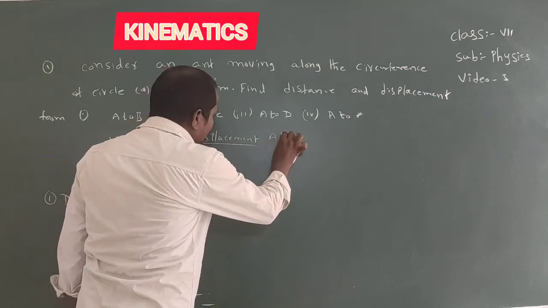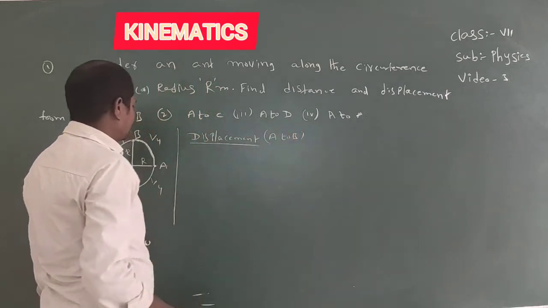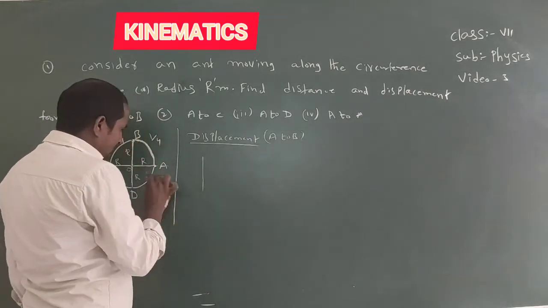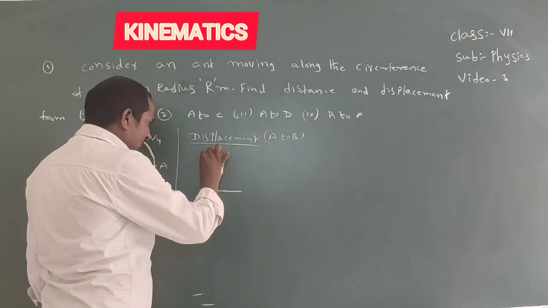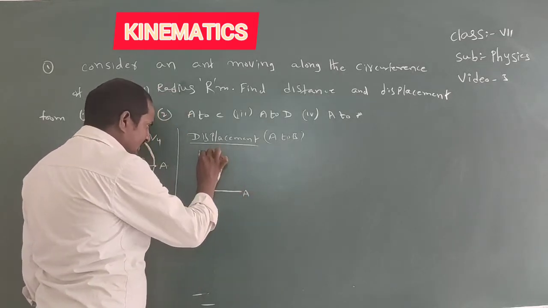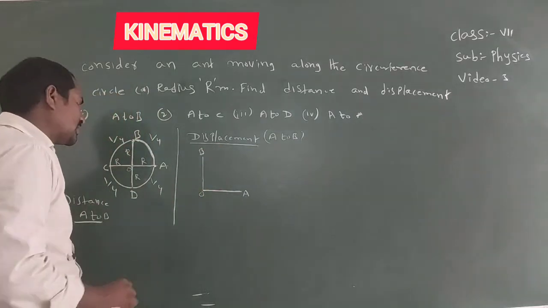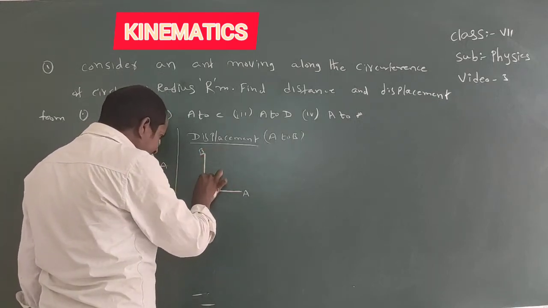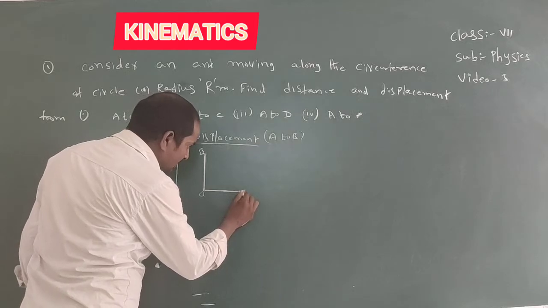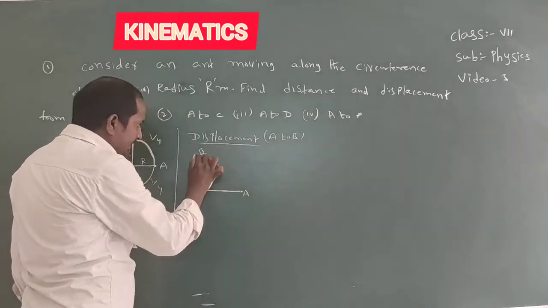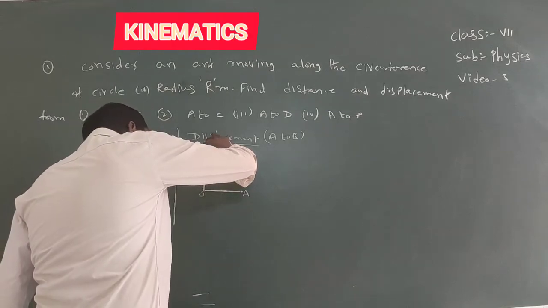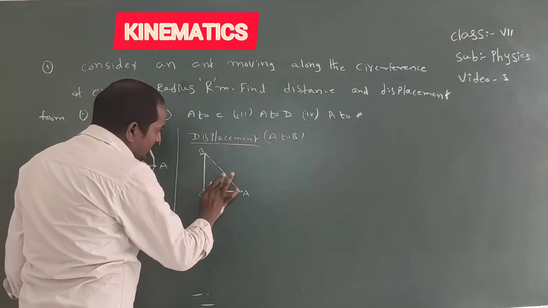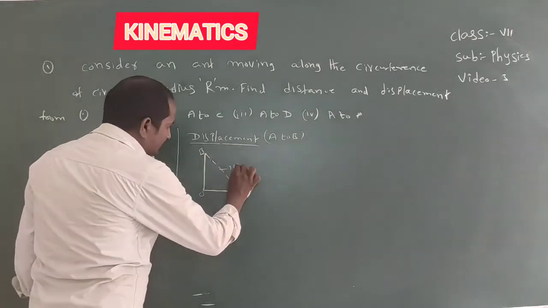If a body is moving from A to B, it is the diagram. From this diagram, it is A, it is B, it is O. Now what is meant by displacement? The shortest distance between the initial and final point is called displacement. A is the starting point and B is the final point. So it is the displacement.